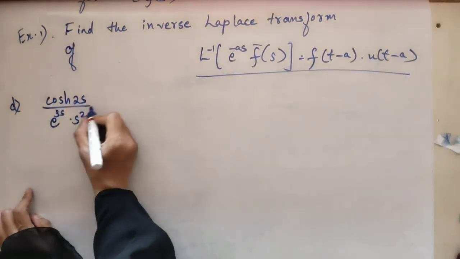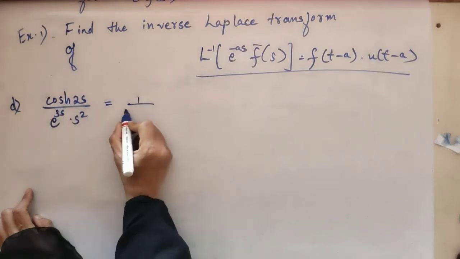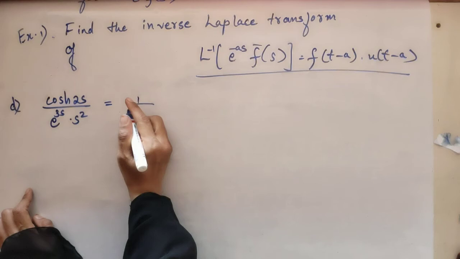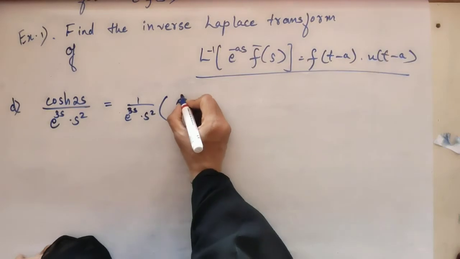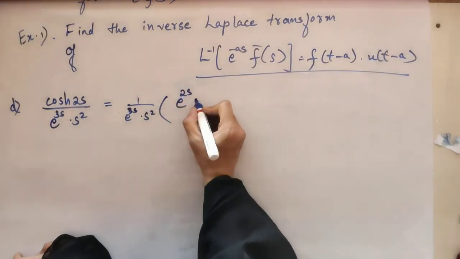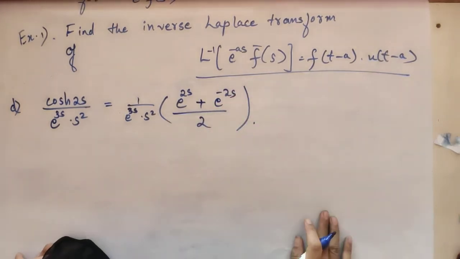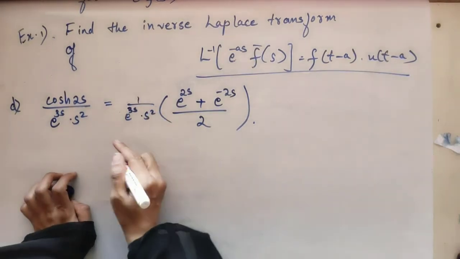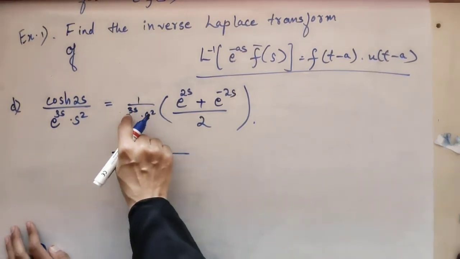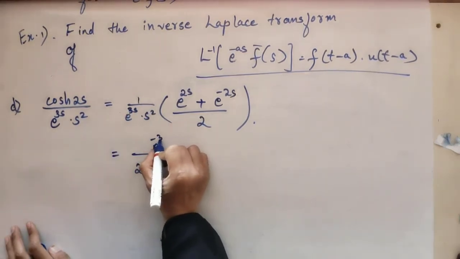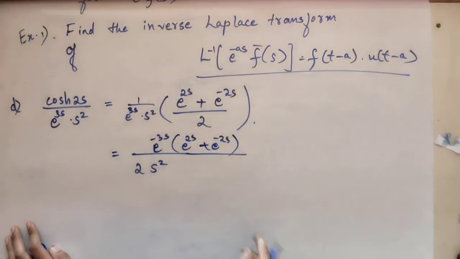Now this can be written as, first you keep 1 divided by e to power 3s into s square as it is. But what is cos hyperbolic 2s for you? You can simplify it as cos hyperbolic 2s equals e to power 2s plus e to power minus 2s over 2, is it not? Now I'll take this to the numerator. You will have 1 divided by 2s square as it is, but this goes to the numerator. It takes e to power minus 3s over here, and the bracket remains e to power 2s plus e to power minus 2s, something like this.